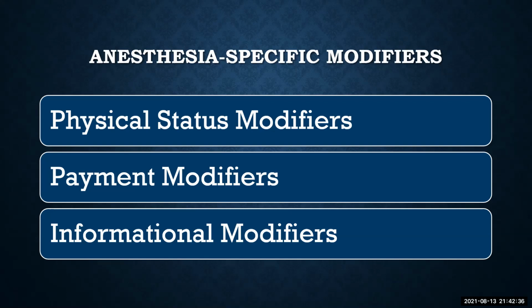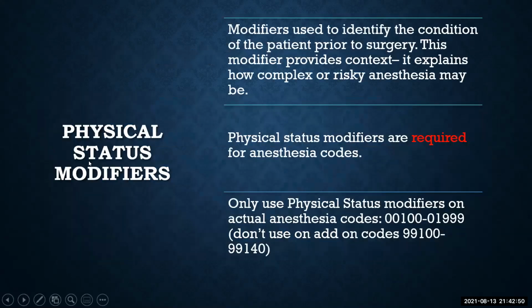But this is the way that I learned about modifiers, and I think it helped me understand the process a little bit better and gave me a little bit more context for how things were used. So this is how we are going to discuss them today. So physical status modifiers, that's those P1 through P6. Those are the modifiers that are used to identify the condition of the patient before surgery.